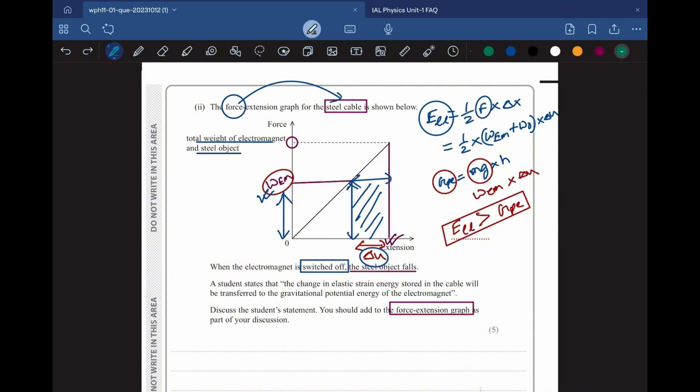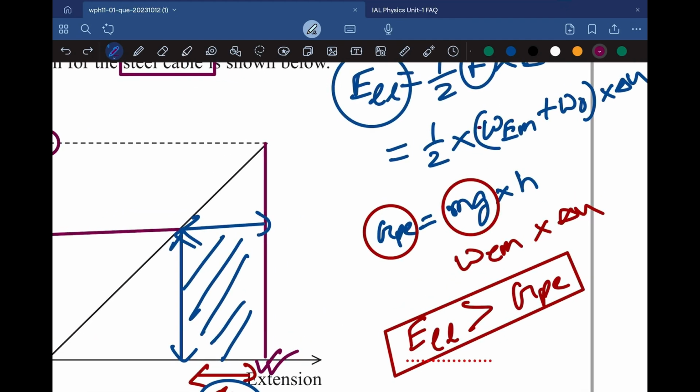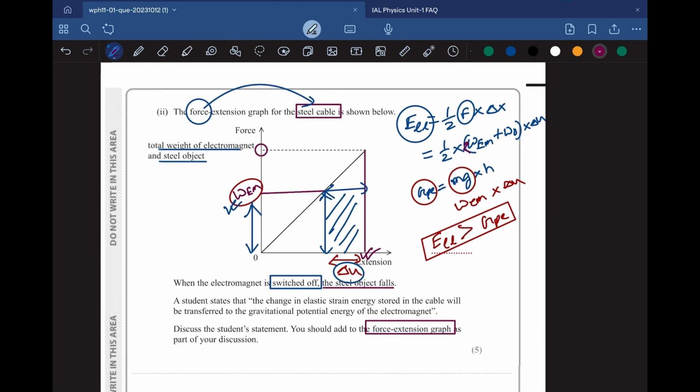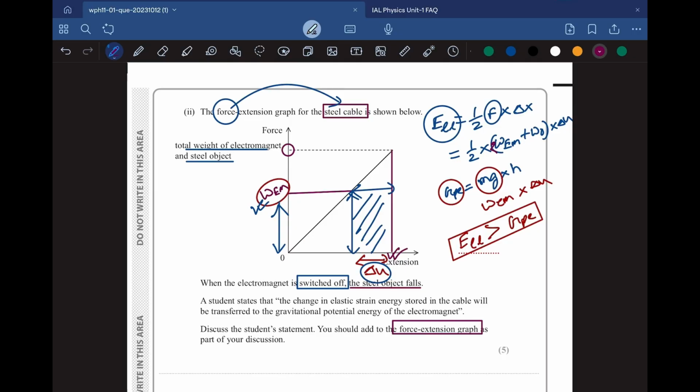Let me write it again. So it will be 2 into weight of the electromagnet plus the weight of the object. Why 2 into weight of the electromagnet? Because this whole graph includes the weight of the electromagnet here, and right here as well, it includes both the weight of the electromagnet plus the steel object. That's why the steel object is once, but the weight of the electromagnet is twice. That's why we have written 2 right here.